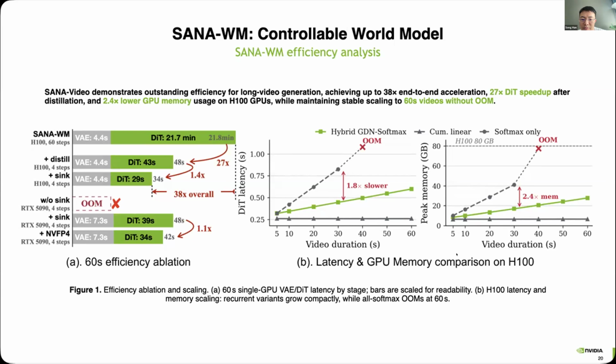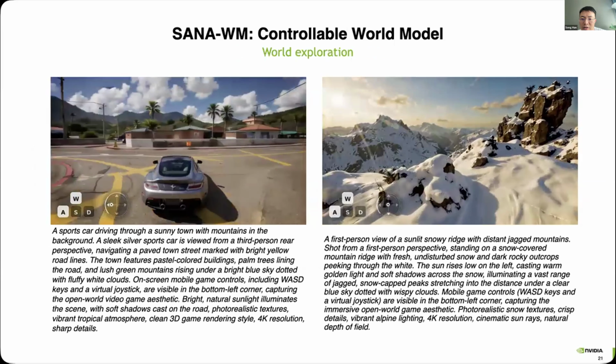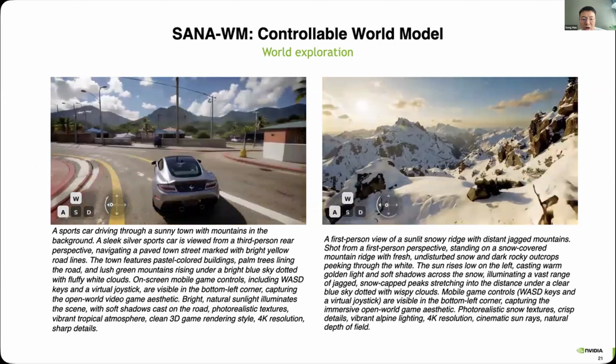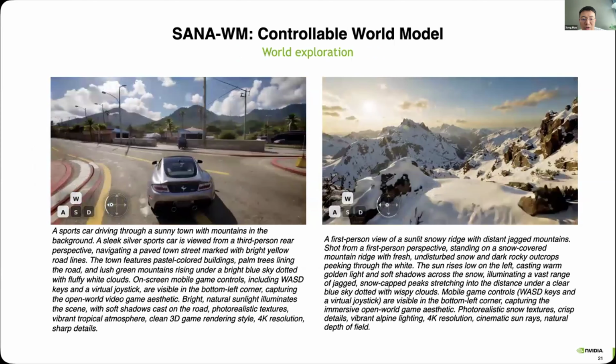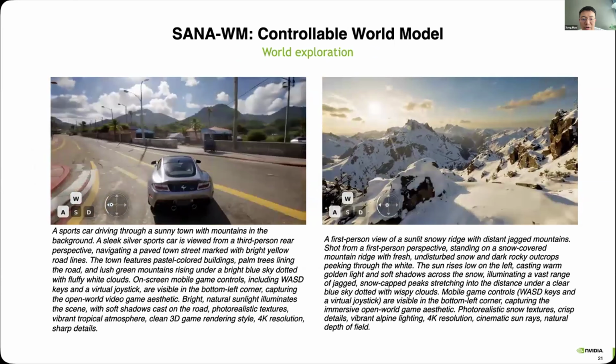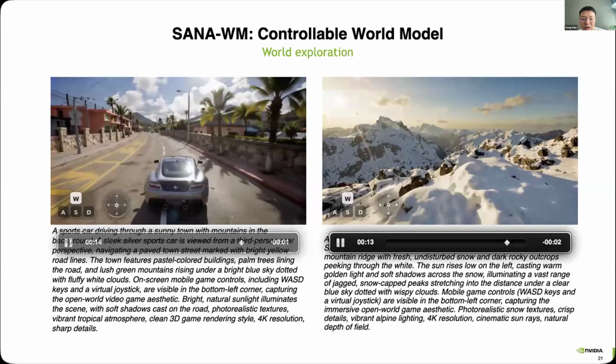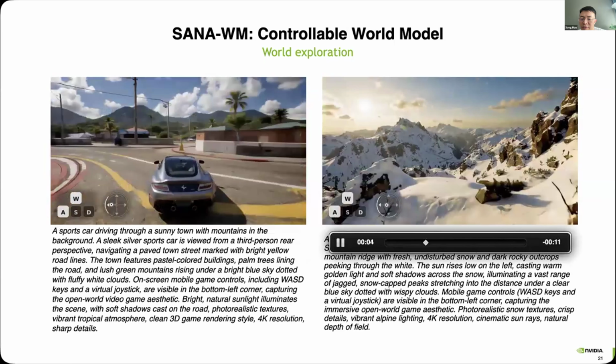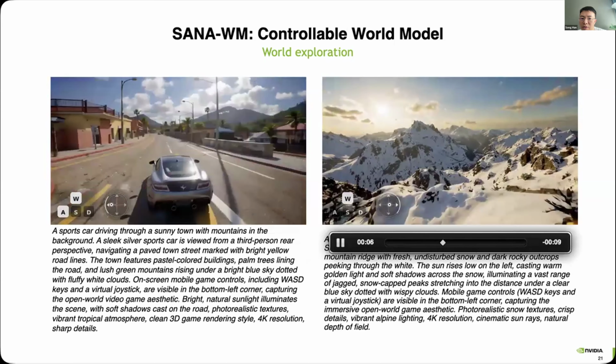And here are some of the results. The first one is showing a sports car driving through a town with mountains. Here the controller is going forward, going right. Similarly, on the right-hand side, you can move in this virtual world by controlling it yourself using 6 degrees of freedom.